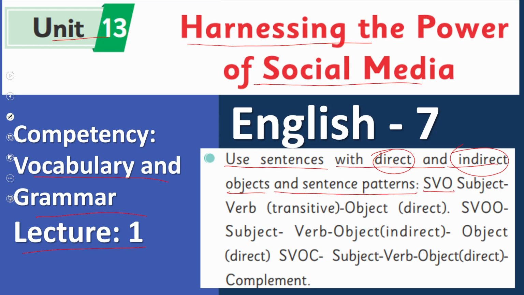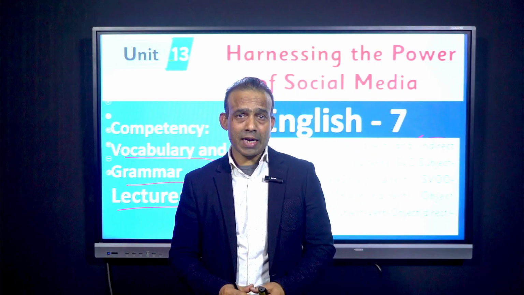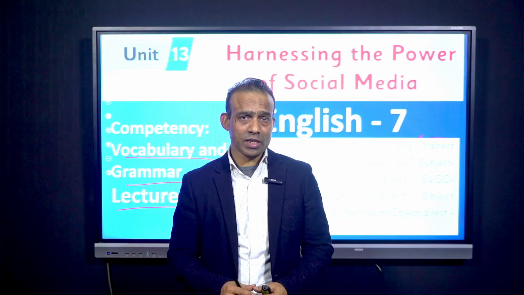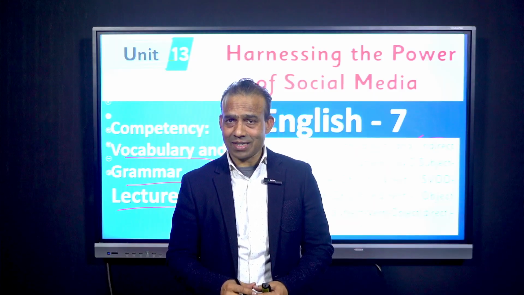The first one is SVO. It means subject, verb, object. And the other one is SVOO. And next one is SVOC. So, dear learners, this is the SLO. Now, we have known about this SLO. Now, it's time to move ahead and try to learn all these sentence patterns.